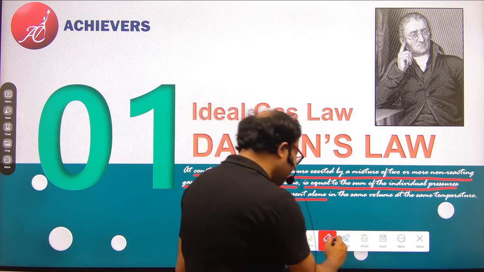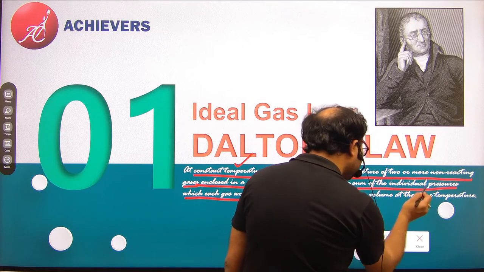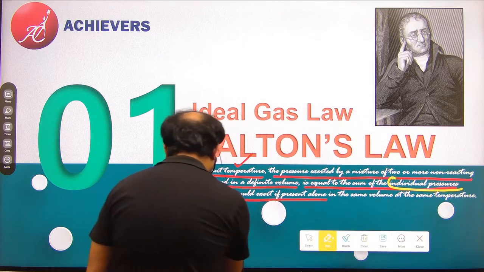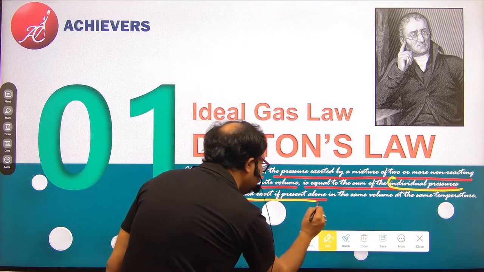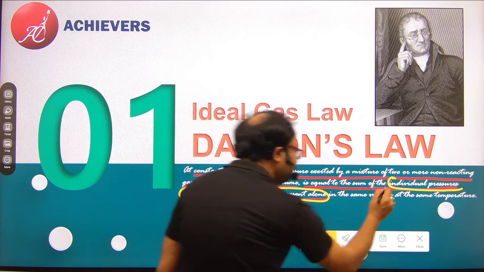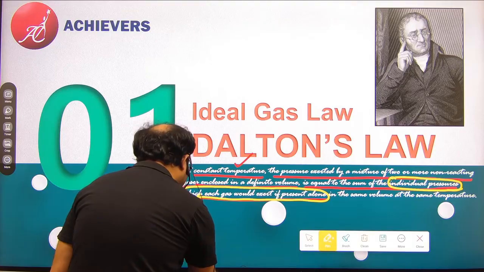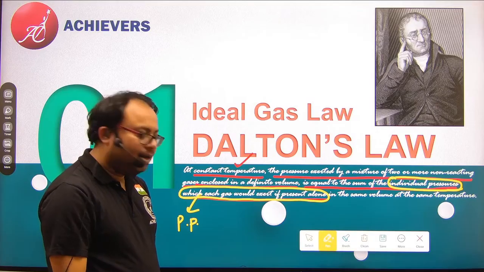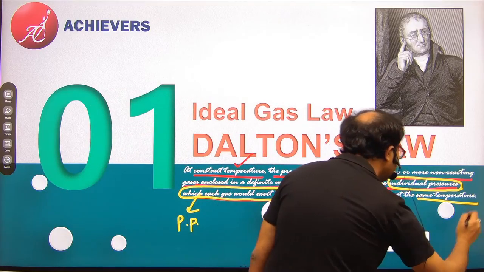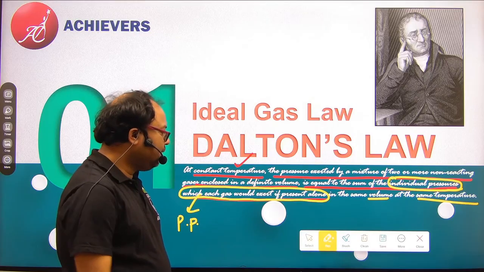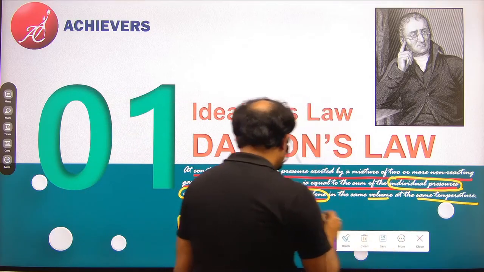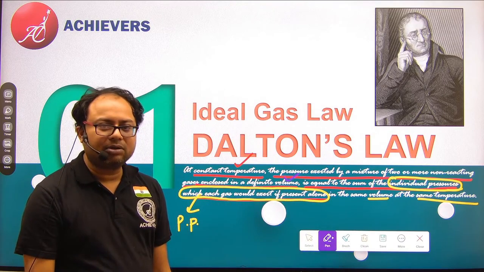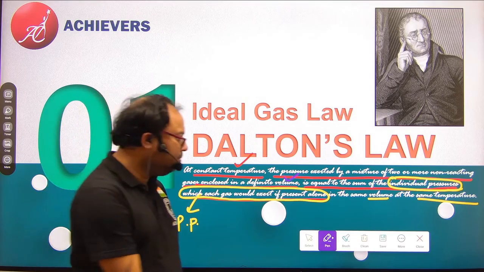And what is partial pressure? Partial pressure is nothing but the individual pressure which a gas would exert if present alone. This entire thing is nothing but the partial pressure. Where? In the same volume at the same temperature. So what you have done? You have maintained constant temperature, you have maintained constant volume.